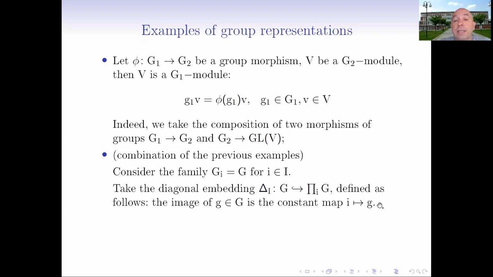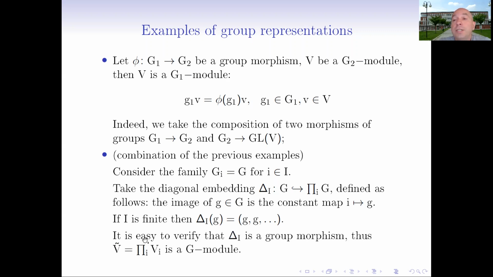So which means that actually all components are only G. Given that all Gi's are G, it's also always possible to consider G as an element of Gi. If I is finite, then the diagonal is simply the n-tuple, if n is the number of elements in I, which consists only of G's. It is easy to verify that delta I is a group morphism. Thus, for this reason, V tilde, which is the direct product of Vi's, is a G module.